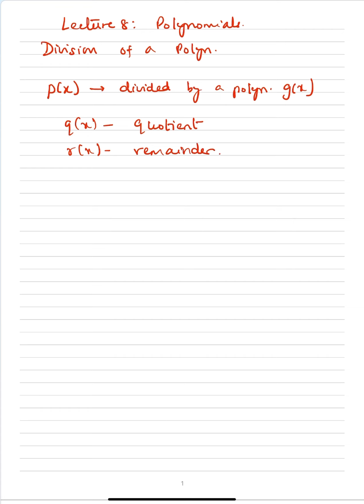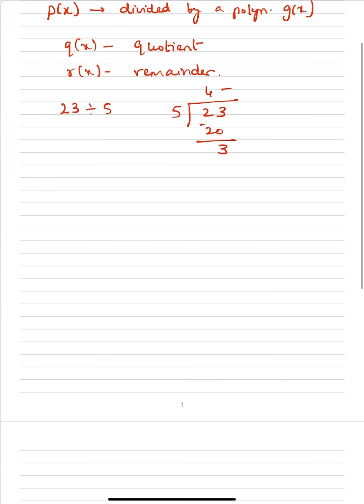Like, see, if I give you an example, suppose we divide 23 by 5. Five fours are 20, we'll get 3. That means here this is the quotient q of x, this is the remainder r of x, this is g of x, and this is the polynomial p of x. This is just to make you understand.